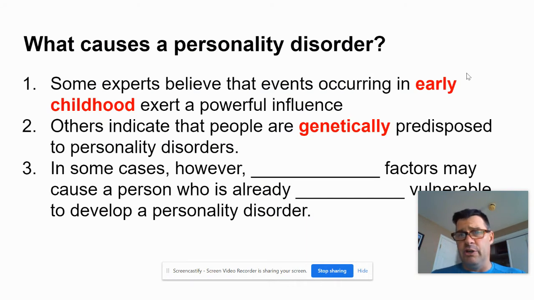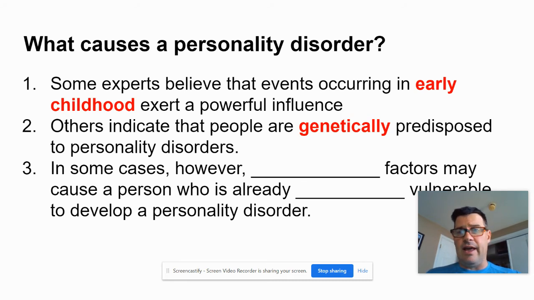So one, early childhood could be a reason. The second reason is that you're just genetically predisposed. There are family members, or maybe family members you don't know. Maybe it was a great grandparent, and they had this problem, and therefore you're genetically predisposed to it. So someone can be genetically predisposed.